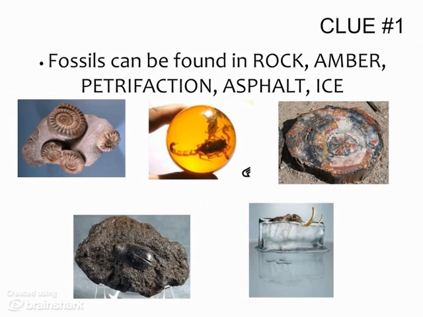Petrifaction is a process that takes the soft part of an organism and replaces it with mineral and basically turns it into a rock. The picture on the top right is actually a piece of wood, and if you would feel it, it would feel like a rock. It's very solid. Fossils can also be found in asphalt, such as the picture in the bottom left, or frozen in ice, like the picture in the bottom right.